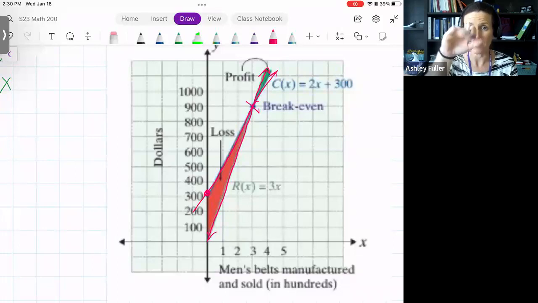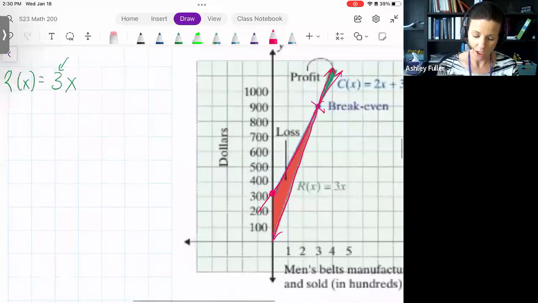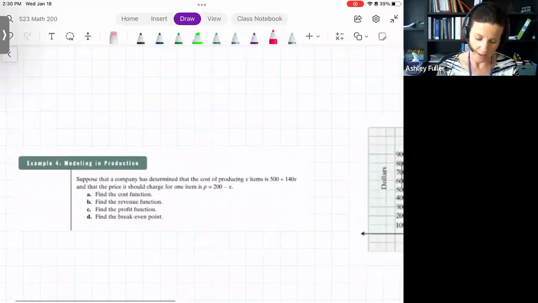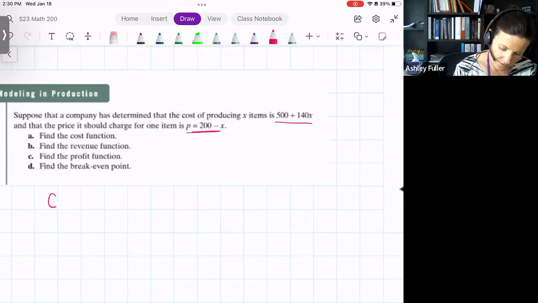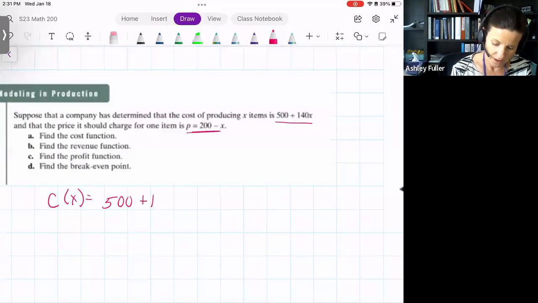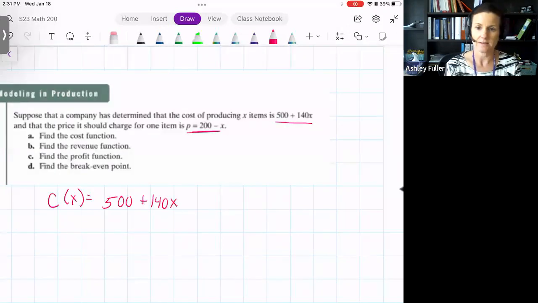At some point, revenue is going to start to decline again, which may be more indicative of perhaps a quadratic function. Let's look at an example here where we have a company that determines the cost is 500 plus 140X, and that the price they should charge is this. Well, working through these 4 parts, we can find the cost function. Well, they've given us the cost function. The cost function is 500 plus 140X.